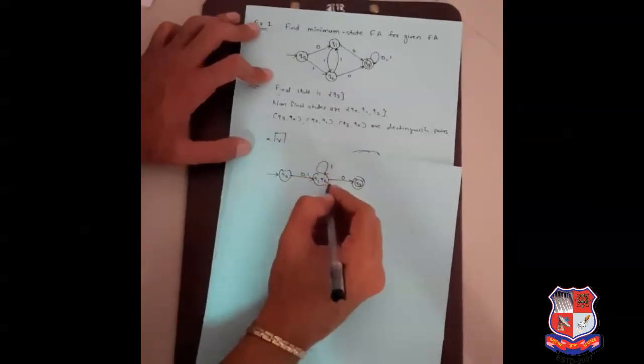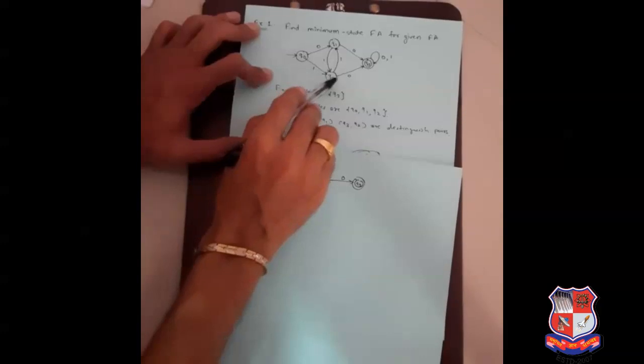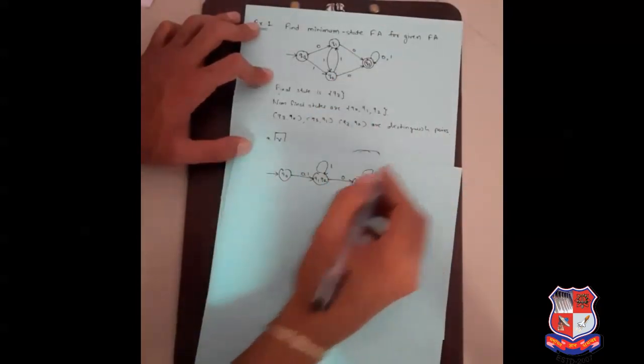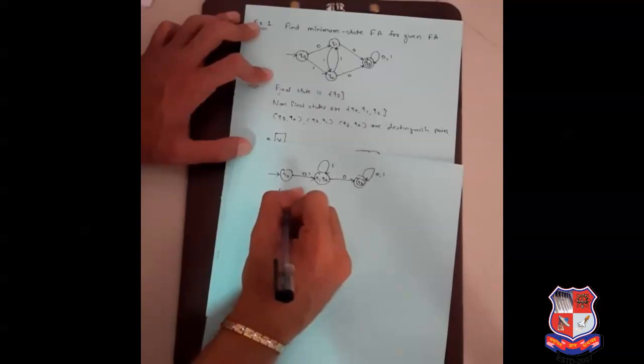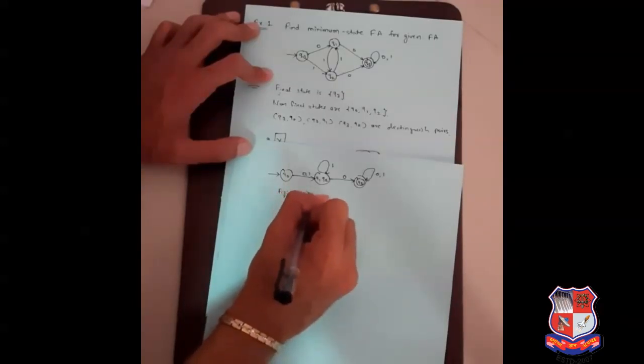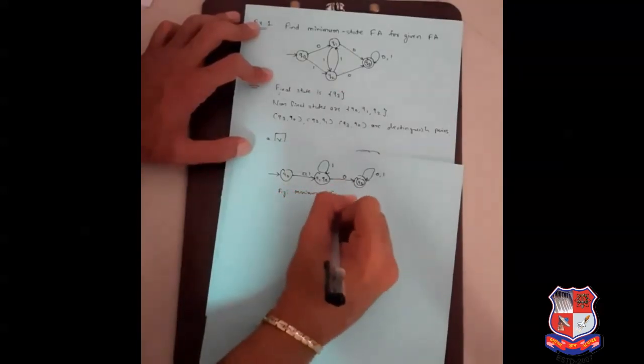Check it for Q2 also, whether it is right or not. Q2 to 0 is Q3. Q2 to 1 is Q1 itself. And Q3 on 0, 1 goes to itself. So we can say that this is the minimized FA of our given question. So from 4 states we get the same automaton in 3 states. So this is the simple example of minimized FA.